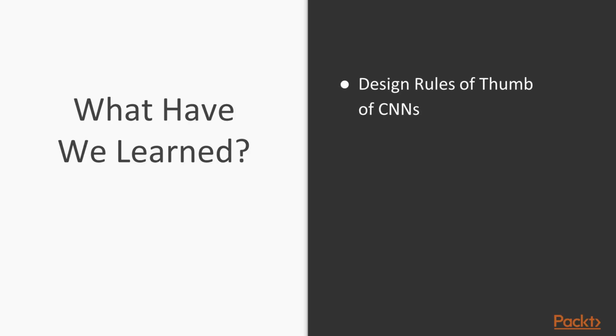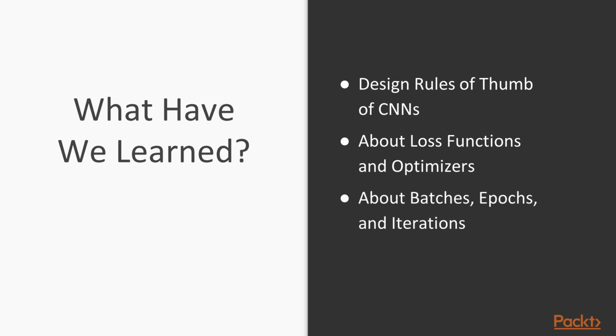So what have we learned? We've learned some general rules and guidelines when designing CNNs. You've learned a bit about loss functions and optimizers. You've learned what overfitting is and how to analyze the graphs. And you've learned a bit about what batches, epochs, and iterations are.